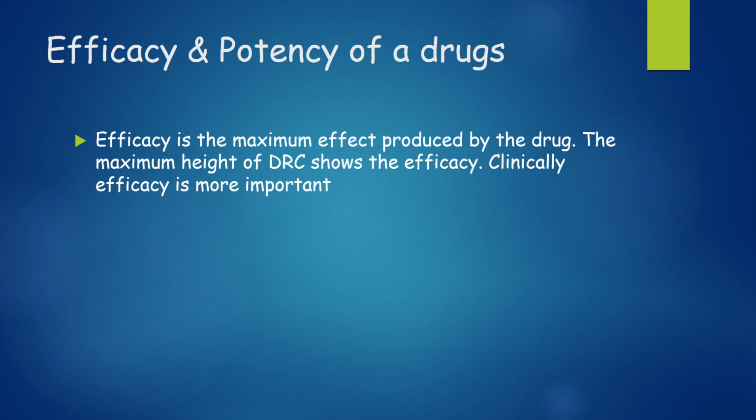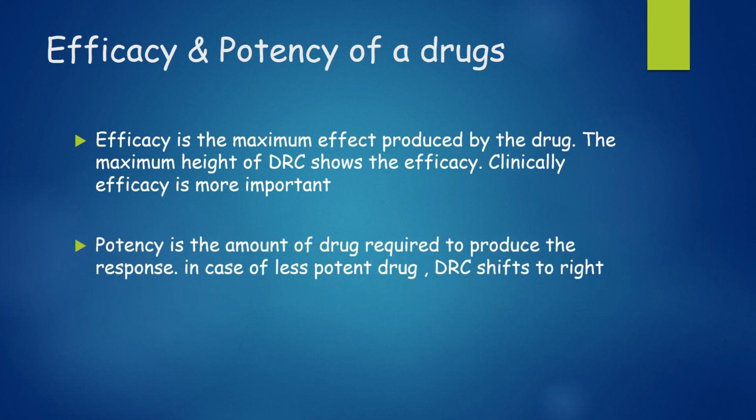Only the effect produced, the maximum effect produced by a drug, is known as the efficacy, and the maximum height of the dose response curve. When we increase the dose, the response gradually increases and reaches a maximum. At a point it becomes maximum, and further increase of dose cannot make any difference in the response. That point, the maximum height of the DRC, is known as the efficacy. Okay. So, clinically this efficacy is more important.